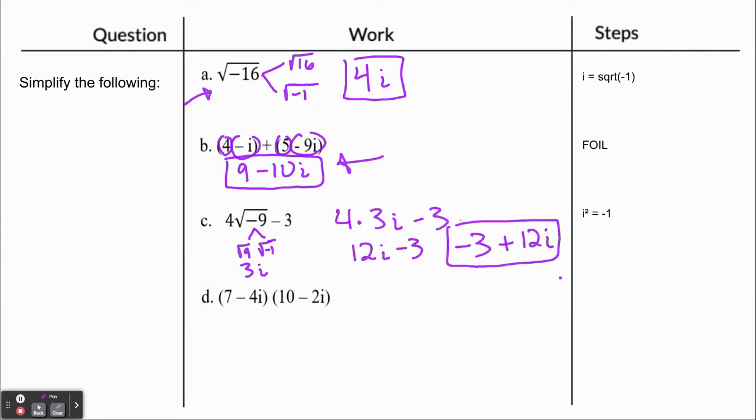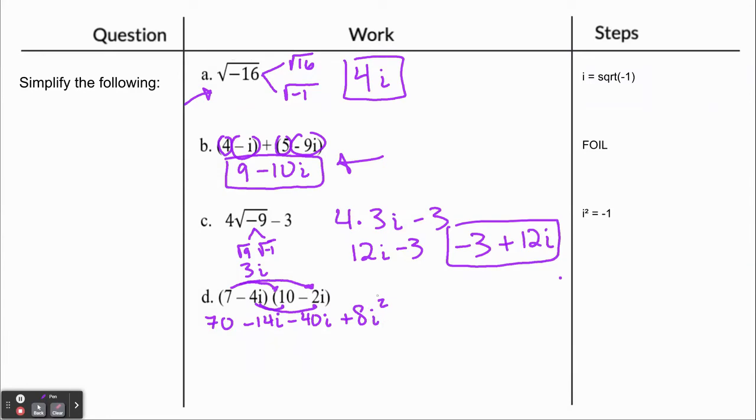Now the last one here, I'm multiplying two complex numbers, so I'm going to use FOIL. You could totally use the box method or whatever you like the best, but I prefer FOIL. So 7 times 10 is 70. 7 times negative 2i is negative 14i. Then inside here, negative 4i times 10 is negative 40i. And then last here is negative 4i times a negative 2i, so I get plus 8i squared, because negative 4 times negative 2 is 8, and i times i is i squared.